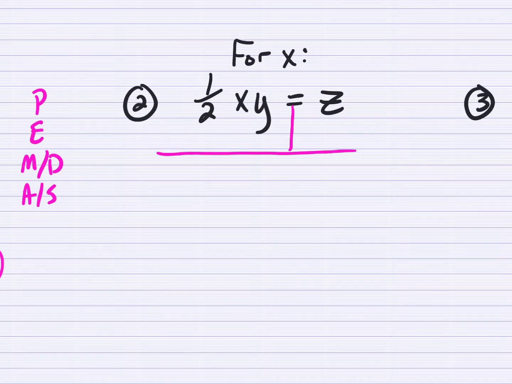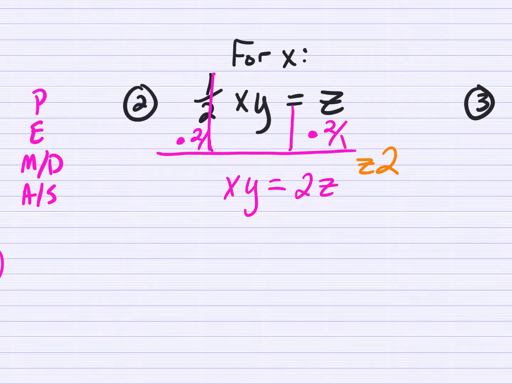And the opposite of multiplying by a fraction is not dividing. It is actually multiplying by its reciprocal. So again, the opposite of multiplying by a fraction is to multiply by its reciprocal. So on the left-hand side, I get x times y equals. On the right-hand side, I have 2 times z. So I'm going to write 2z. Please do not write that as z2. Okay? The coefficient goes in front. So 2 times z, not z times 2.